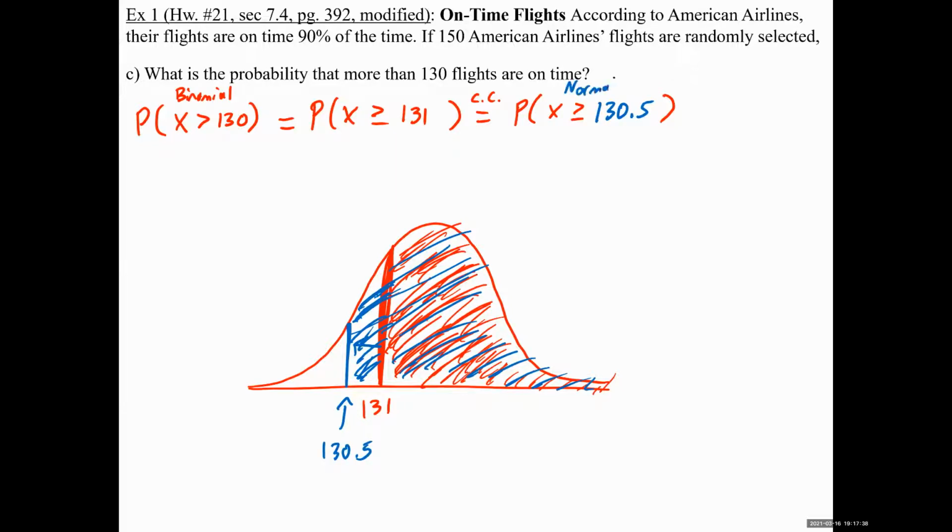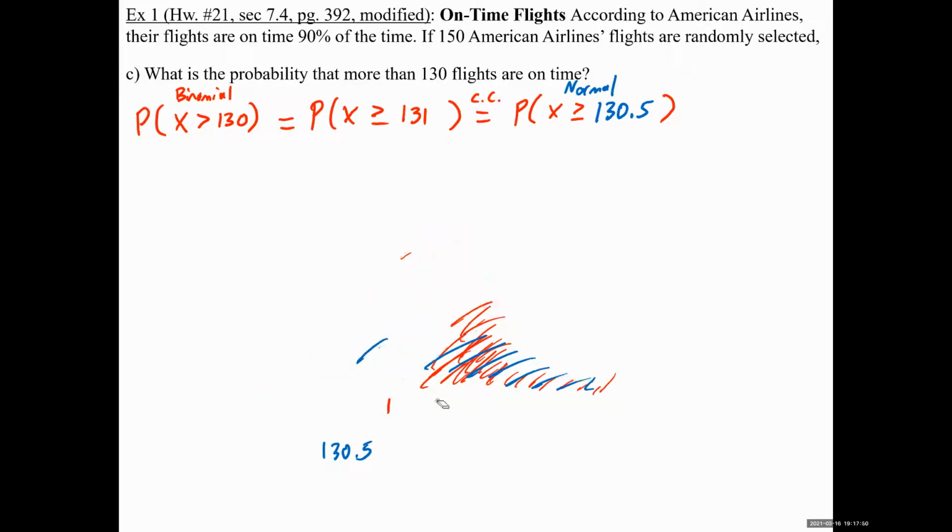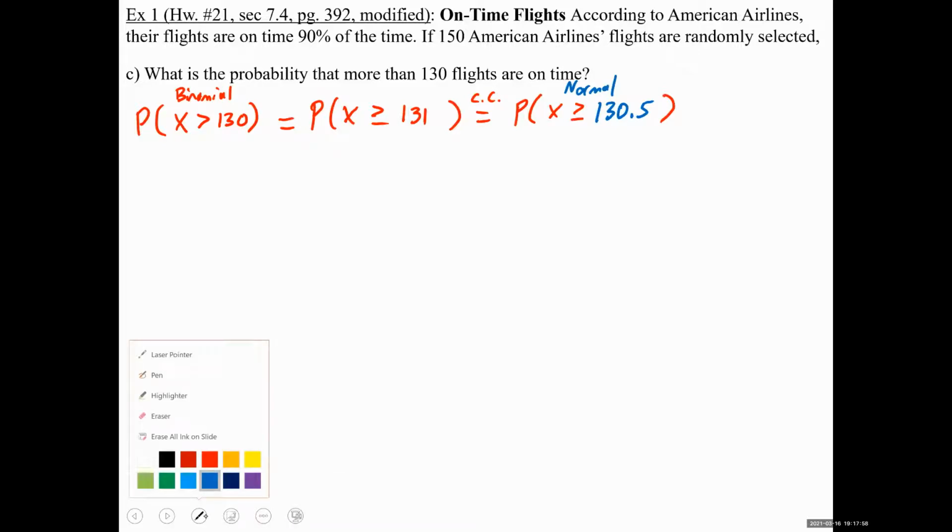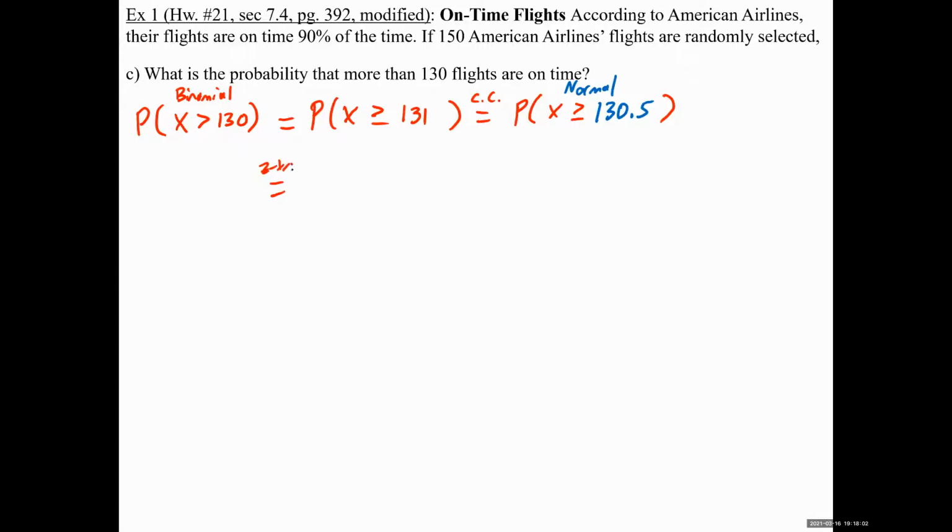After you're done with the continuity correction, I want you to write normal above the parentheses. And now we treat it like a problem from the last section. Okay, any questions so far? All right, sounds good. So now that it's normal, what are we going to do? Z transformation. All right, so anytime it's a normal problem, you do a Z transformation.